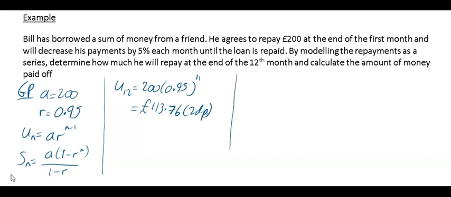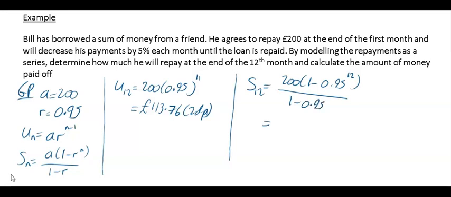Okay, the last thing that we need to do here is find the sum of our first 12 terms, because this is what he's paid over the whole year, the whole 12 months. So again, that was just a, which was 200, times your 1 minus 0.95, and that's now to the power of n, so that's now to the power of 12, and then that is being divided by 1 minus the 0.95, and again, you just do that on your calculator and see what you get. So my sum of the first 12 terms was equal to £1,838.56.